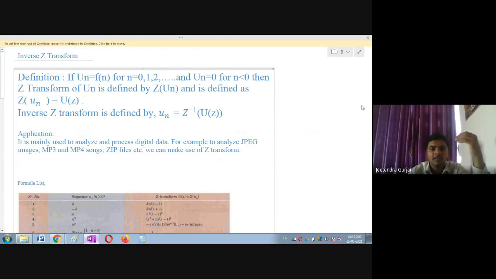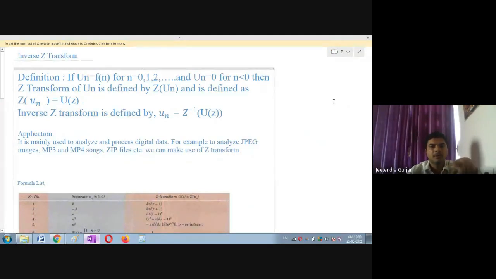Before that, you should know the definition of the Z transform. Here we have given u_n equal to f(n) for n equal to 0, 1, 2, and so on, and u_n equal to 0 for n less than 0. Please remember this. Then the Z transform of u_n is defined and given by Z{u_n} equal to U(z), student. In the same way, the inverse Z transform is defined as u_n equal to Z inverse of U(z), students.